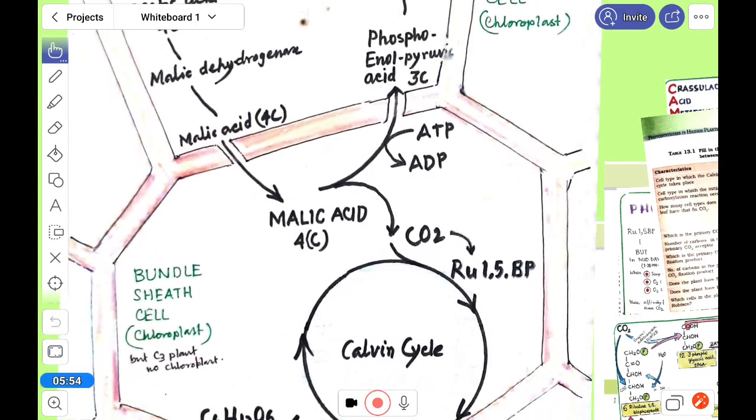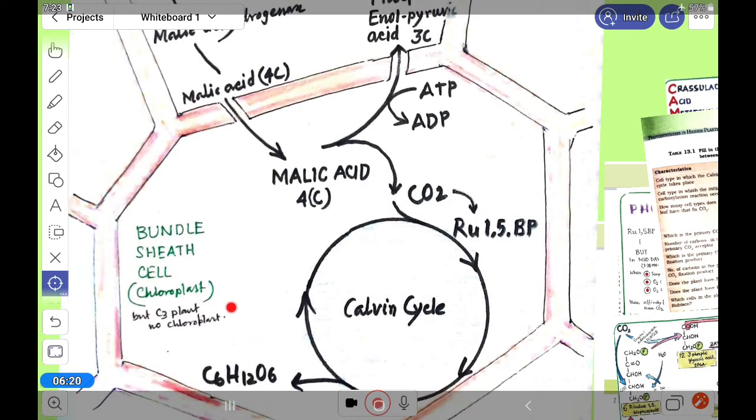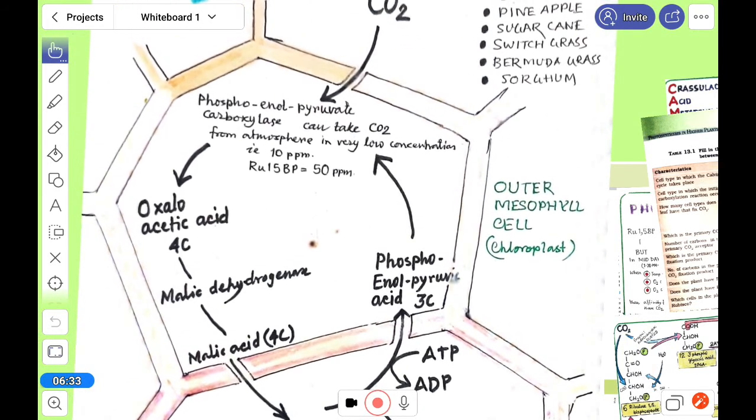Inside the bundle sheath cell, this 4-carbon malic acid releases carbon dioxide, and the normal Calvin cycle's ribulose 1,5-bisphosphate will accept it. Now there is no problem accepting this carbon dioxide, because it is no longer in low concentration, and the Calvin cycle easily goes on and food is produced in the bundle sheath cell. When the malic acid gives up that carbon dioxide, it turns into phosphoenol pyruvic acid, which contains 3 carbons, and again it can take carbon dioxide and turn into oxaloacetic acid.